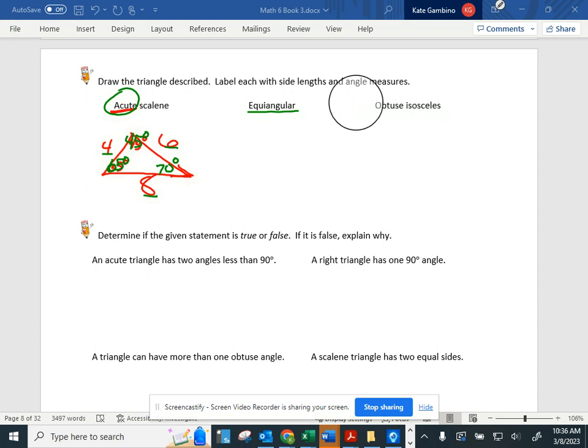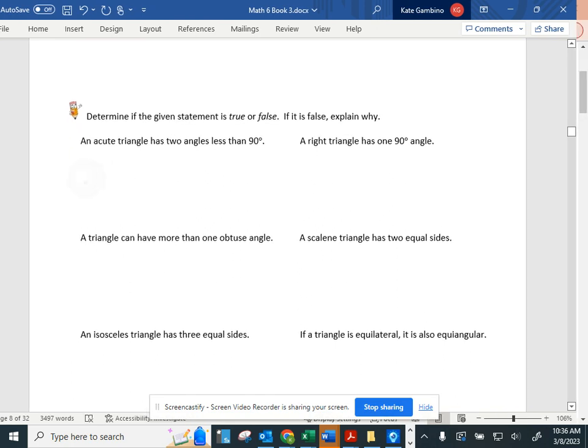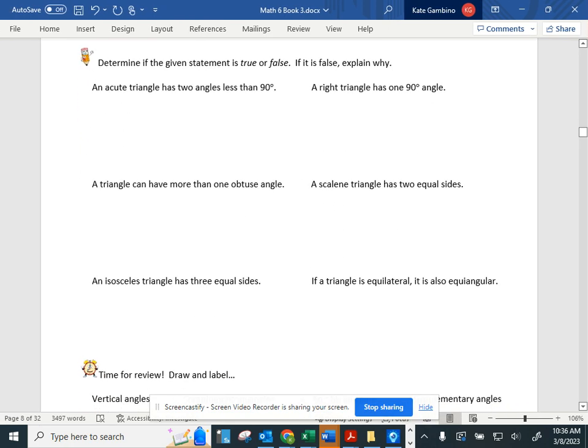Now, down below, let's determine if the given statement is true or false. If it is false, explain why. So let's look at the first one together. An acute triangle has two angles less than 90 degrees. No. Nora, why would this be false?